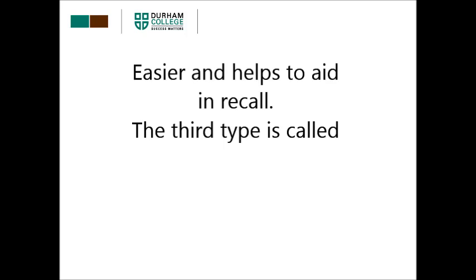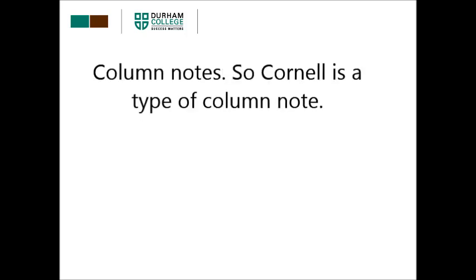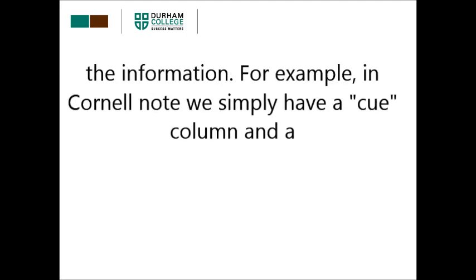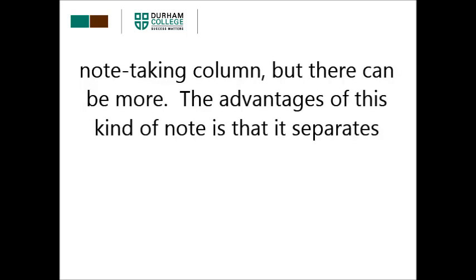The third type is called column notes. So, Cornell is a type of column note. It groups information according to the type of information that it is, and the number of columns used will depend upon the information. For example, in the Cornell note, we simply have a Q column and a note-taking column, but there can be more.